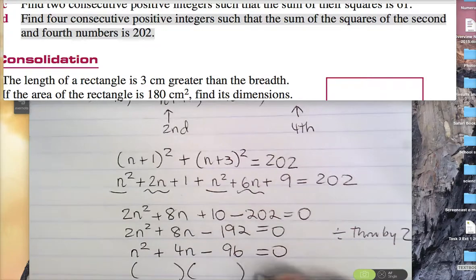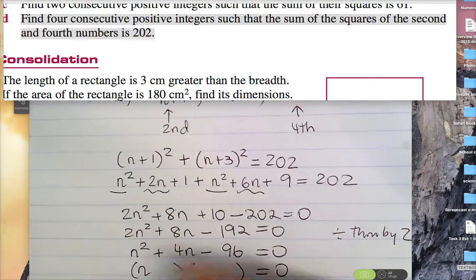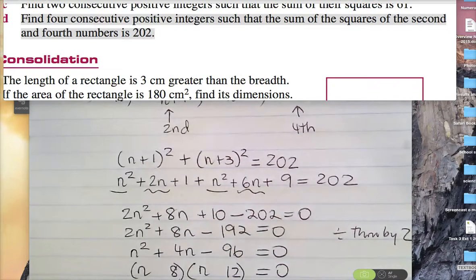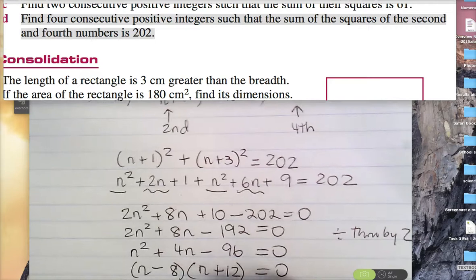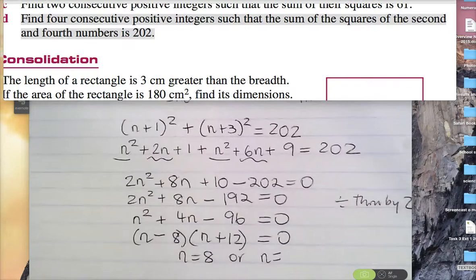Factors of 96, girls, times tables, 12 eights. We know 12 eights are 96, and we know the difference between 12 and 8 is 4. But which one's which? It's got to be more pluses than minuses. So therefore, n is 8, or n is what? Oh, sorry, girls, I'm off the screen. Therefore, n is 8 or n is negative 12.